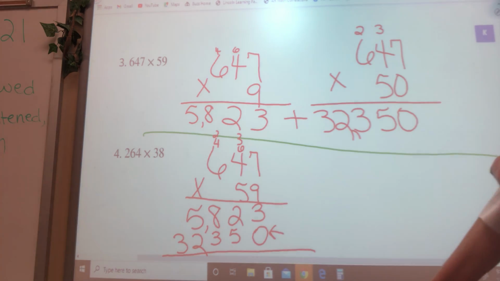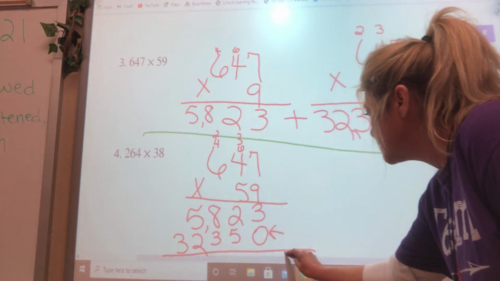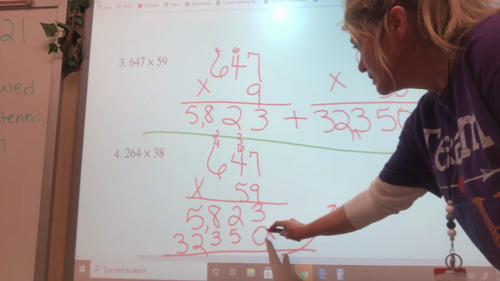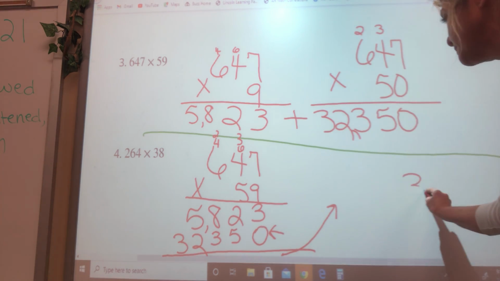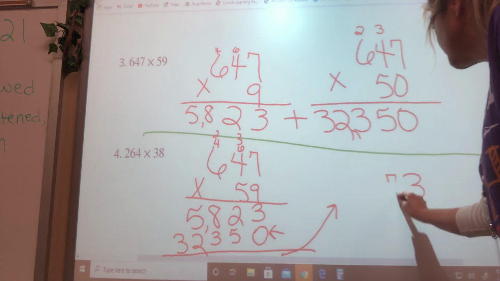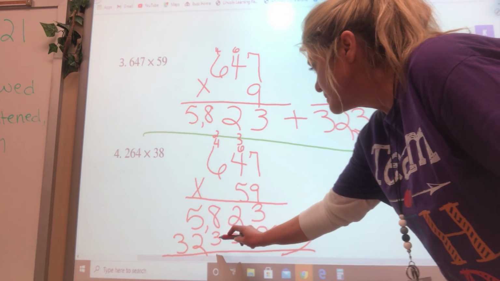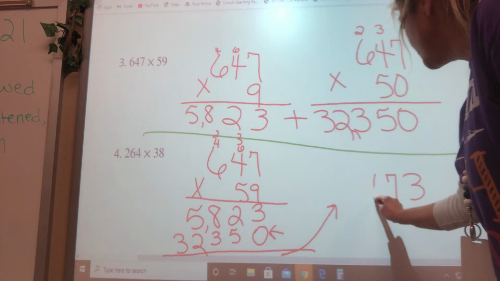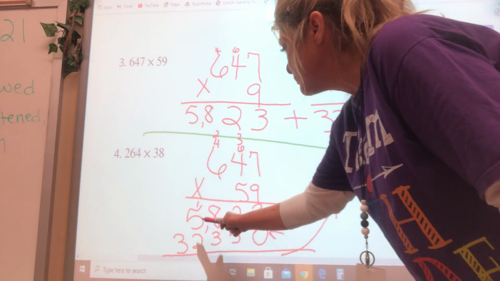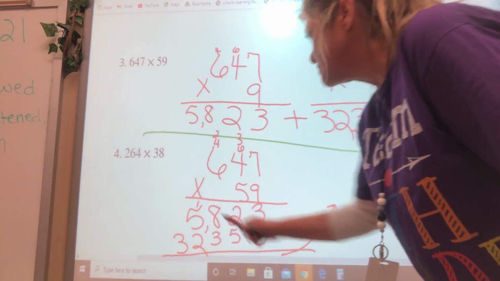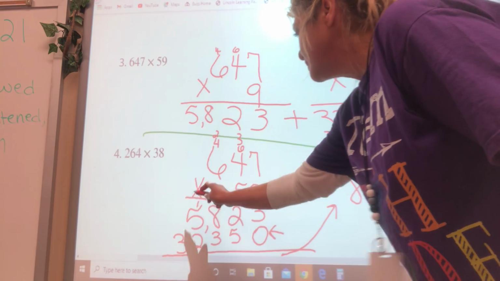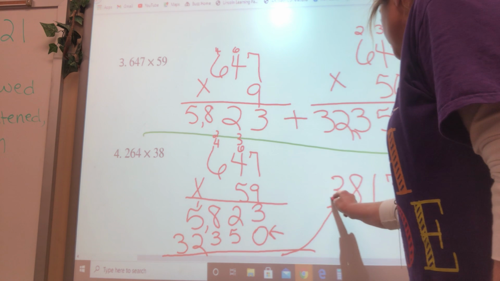647 times 59. I ran out of space down here, so I'm just going to draw a little arrow right here. We would have 3 plus 0 is 3. 2 plus 5 is 7. 8 plus 3 is 11, so I would put my 1 and carry my 1. 5 plus 2 is 7, plus the 1 that we carried is 8. And finally, nothing plus 3 is 3.